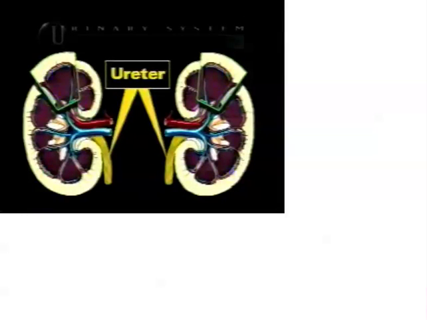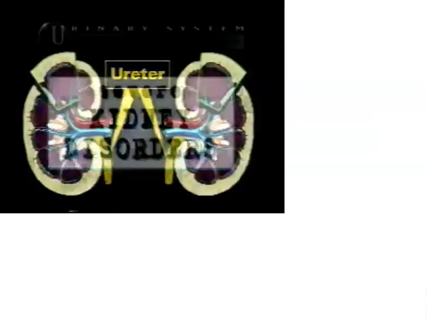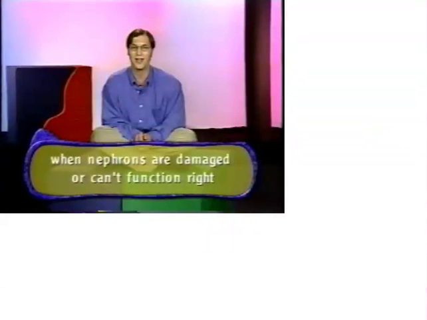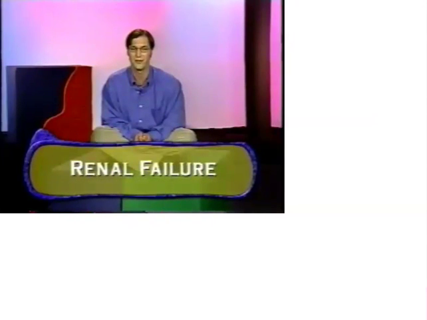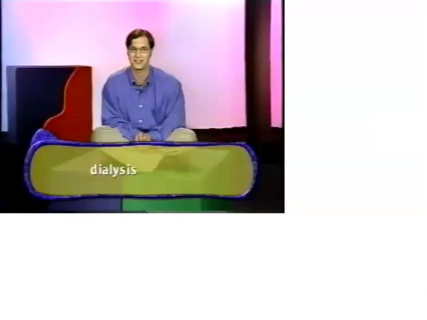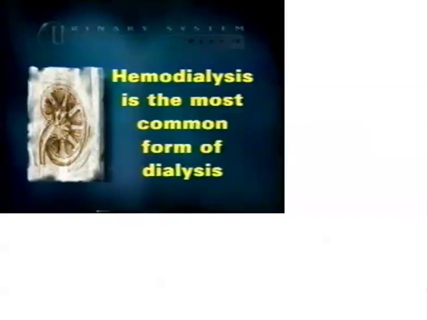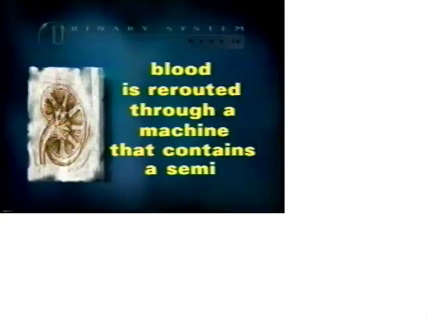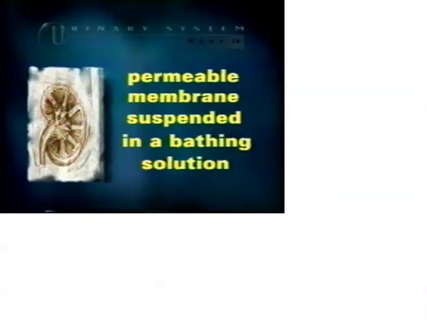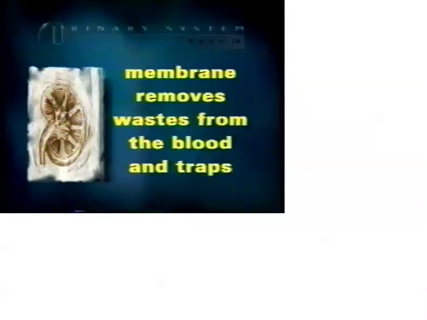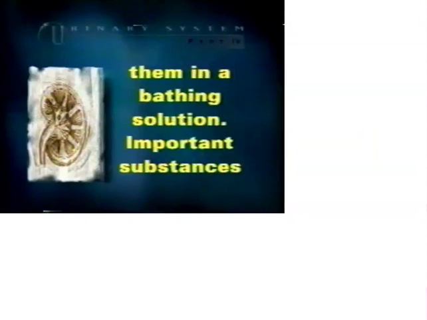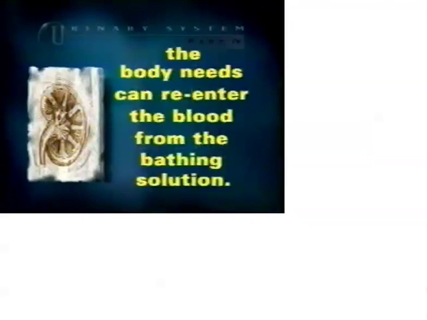But unfortunately, before we move on to the ureters, we have to talk about severe kidney disorders. Sometimes, when a lot of nephrons are damaged or can't function right, a condition known as renal failure occurs. When this happens, people have to undergo dialysis, where they are placed on a machine called a dialysis machine. Hemodialysis is the most common form of dialysis. In this process, blood is rerouted through a machine that contains a semi-permeable membrane suspended in a bathing solution. The membrane removes wastes from the blood and traps them in the bathing solution. Important substances the body needs can re-enter the blood from the bathing solution.